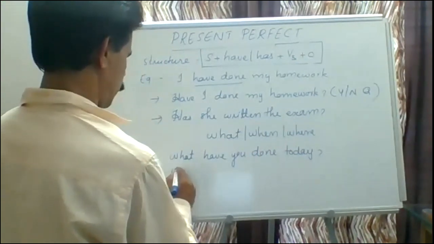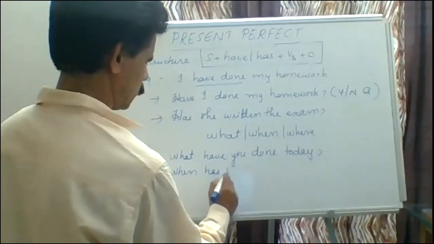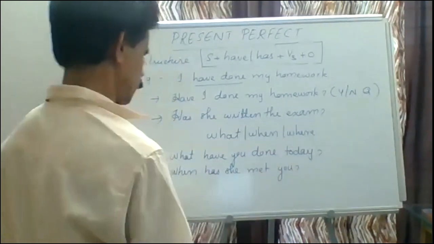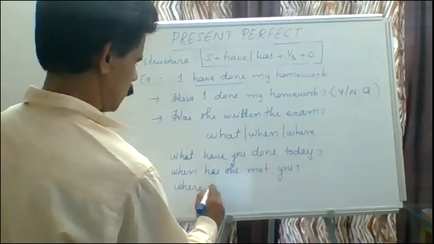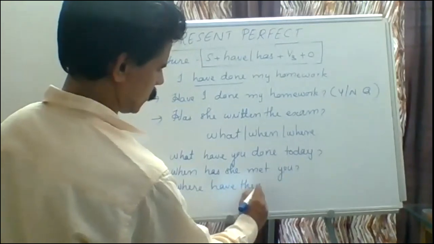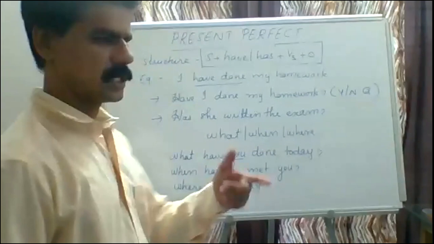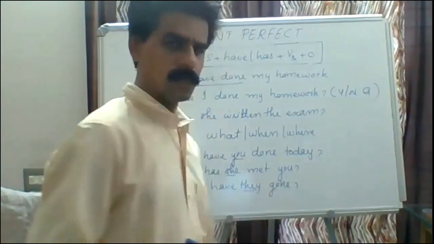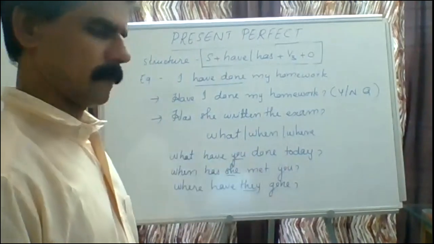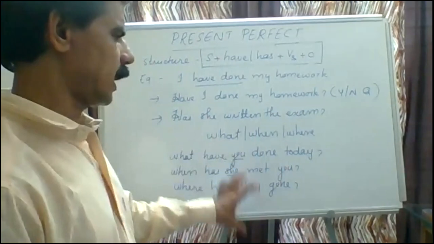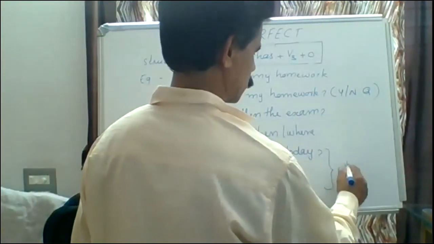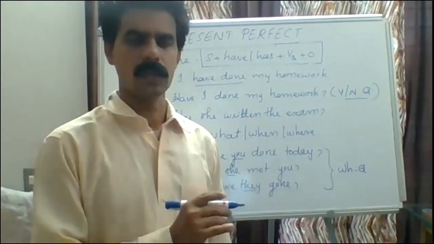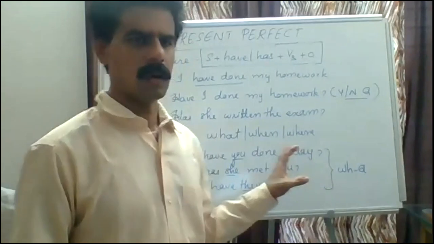Then another question: When has she met you? And if you take where: Where have they gone? Here the subject changes, and has and have change according to the number of the subject. In this way, we can frame the question. These questions give detailed answers. These are WH questions, and the others are yes or no questions. How to frame present perfect yes or no questions, WH questions, and also negation, all this we have learned.